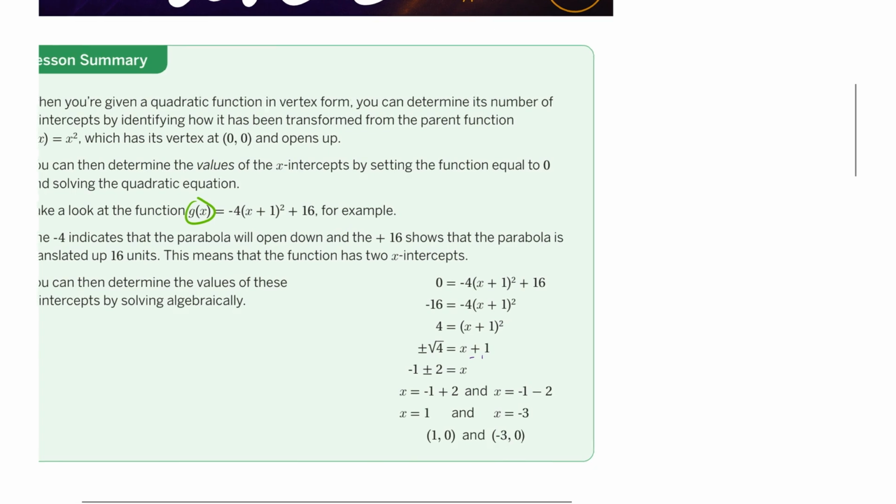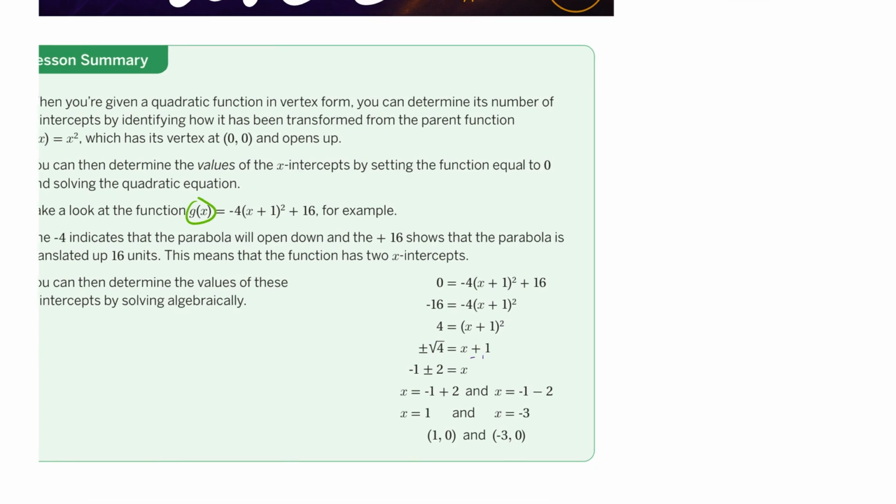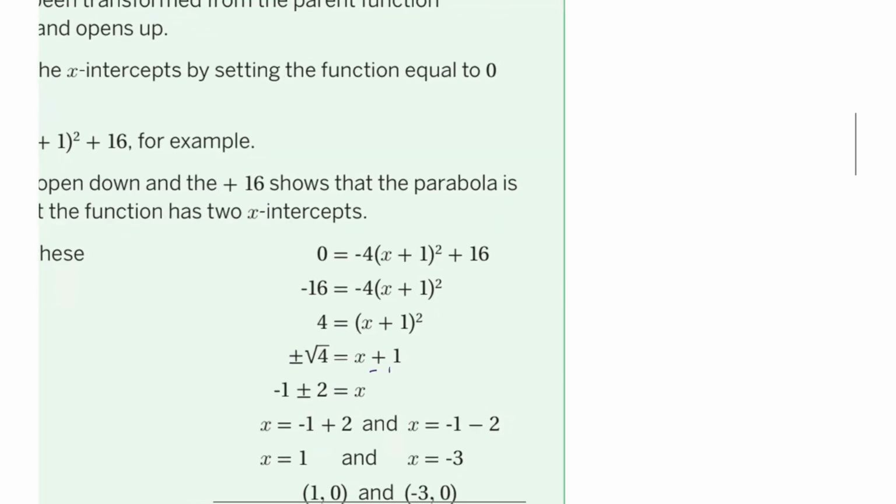For example, it gives you one here where it sets g of x equal to 0 and then solves it. First step is they subtract 16 from both sides. Then they divide both sides by -4. Then they take the square root of both sides. And remember that whenever you take the square root, we always get a positive or negative number for our answer. So we put that plus or minus in front of it. So the square root of 4 is plus or minus 2.